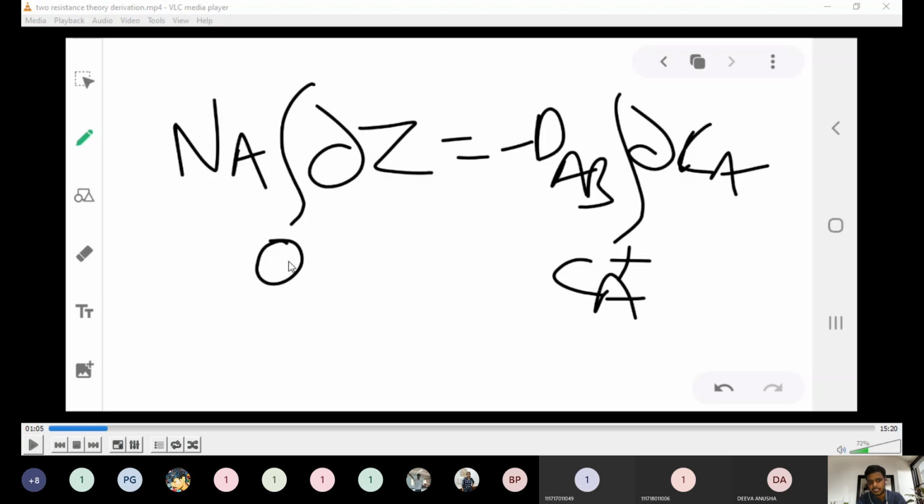So when Z is varying between 0 to Z, the concentration limits are Ca star to Ca. When Z limits are 0 to Z, we can define the limits from Pa to Pa star. That's the limit we have to fix. Just watch the video.